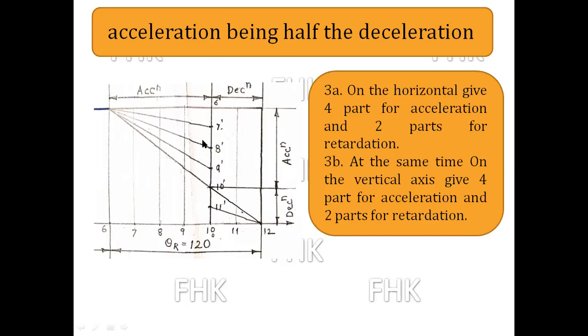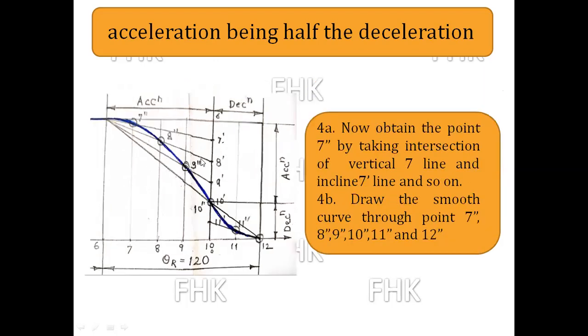Okay. Now, what is the procedure to obtain the intersection points? This 7 line and this 7 dash will become here 7 double dash. This 8 vertical line and this inclined 8 dash will become 8 double dash. This 9 vertical line and this inclined 9 dash will become 9 double dash, and this will become 10 double dash. In this way, I will have to obtain all the points, and I will join these 7 double dash, 8 double dash, 9 double dash, 10 double dash, 11 double dash, and 12 double dash by a smooth curve.